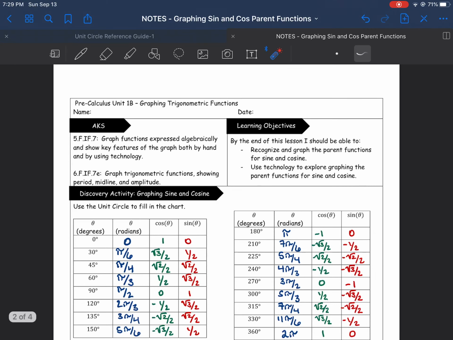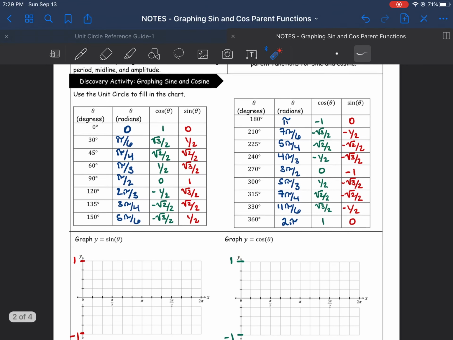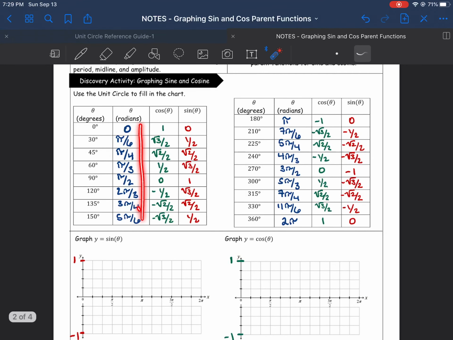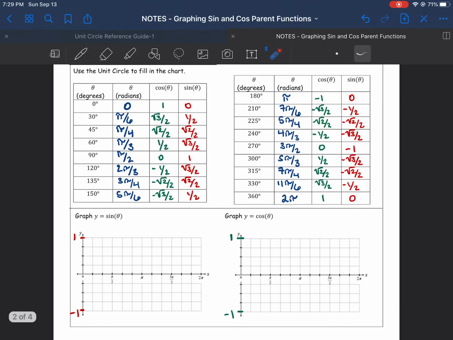Okay, here's what I'm getting. So here in blue, notice that I have my angle converted to radians from degrees, my cosine values are in green, and my sine values are in red. Let's go ahead and take this table and try to graph y equals sine of theta and y equals cosine of theta. So we're starting here with y equals sine of theta. I'm going to label my y-axis. I'm going to label this up here as 1. This right here is -1.